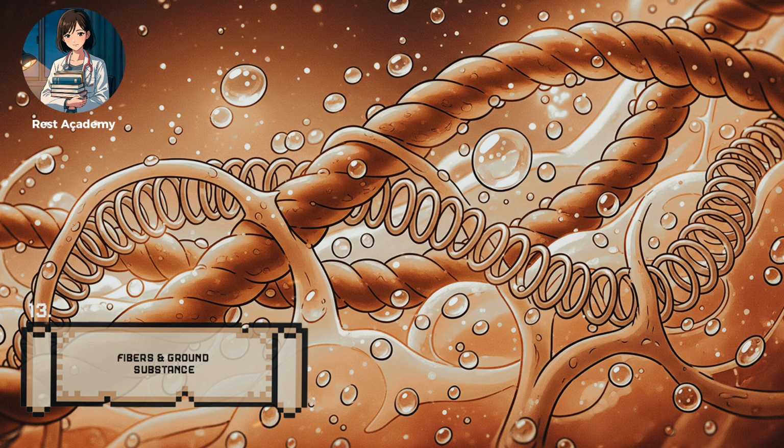Reticular fibers made of type 3 collagen form fine branching networks that support soft tissues like liver, spleen, and lymph nodes. They are not visible with H&E, but stain black with silver, argyrophilic. Their delicate scaffolding maintains structure while permitting cell movement.